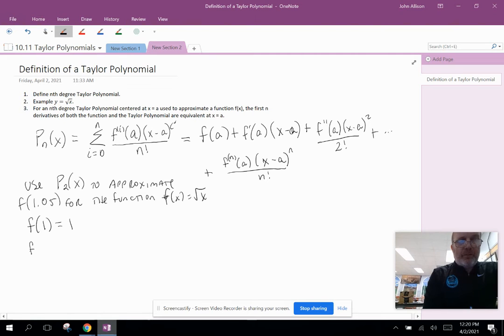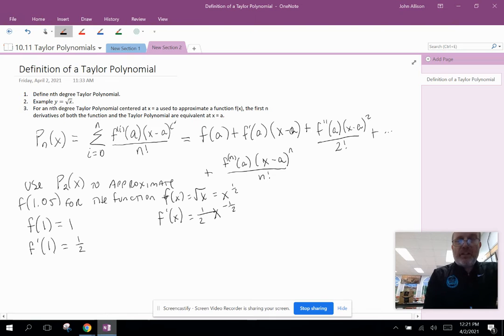And then we're going to go ahead and do the derivative, f prime, and evaluate that at 1. Let's do the derivative of square root of x. We know that this is equal to x to the 1/2, right? And so when we take the derivative of that, we get 1/2 times x to the negative 1/2. If we evaluate that at 1, it's just 1/2, so f prime of 1 is 1/2.